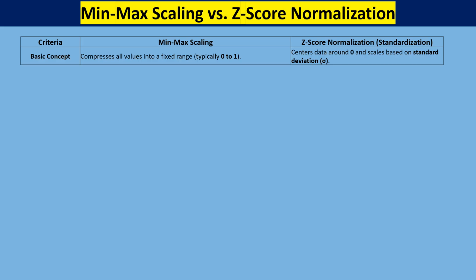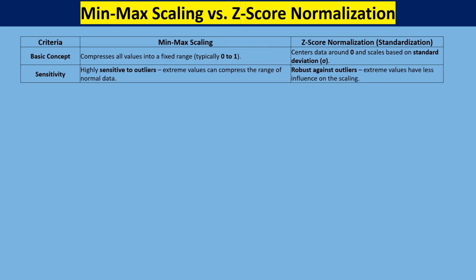Min-max versus Z-score normalization. Basic concepts. Min-max transforms features to a fixed range, typically 0 to 1. Z-score normalization, on the other hand, standardizes data by centering around 0 and scaling using the standard deviation. This difference significantly affects how algorithms interpret feature magnitudes.